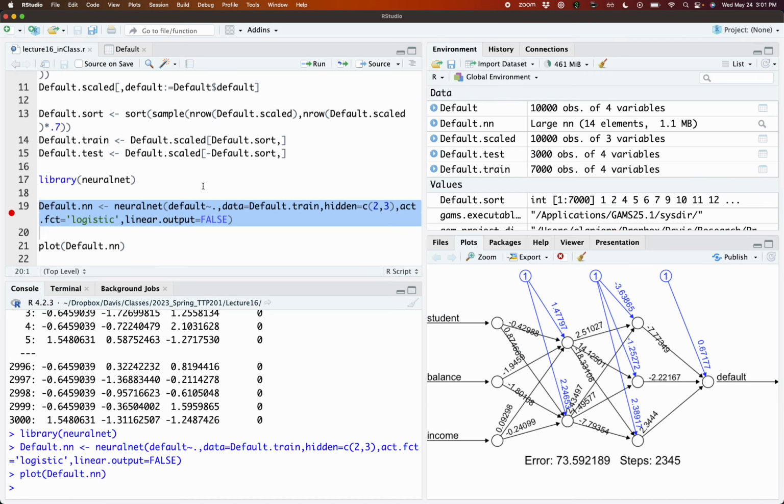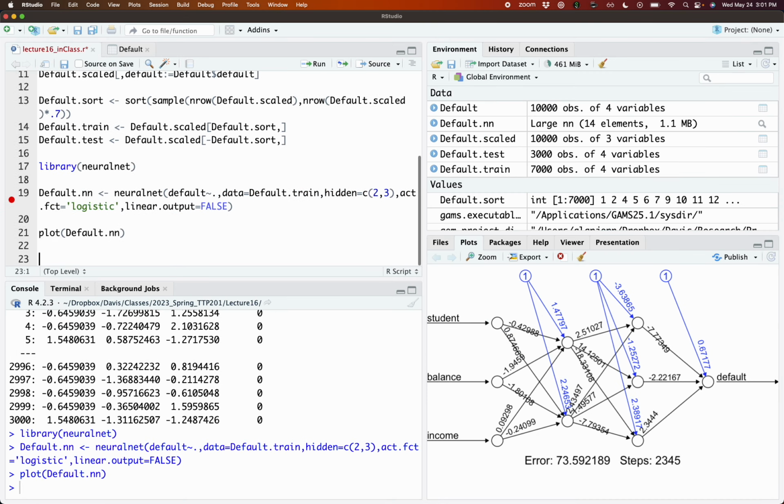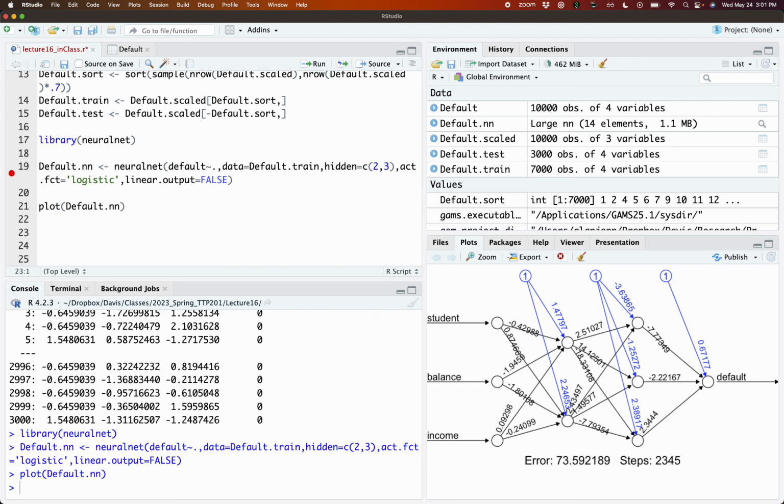So how well does this function? Oh yeah, go ahead. What is the reason to scale the data? Yeah. I'm not positive, but I think the performance is generally better and faster when you scale the data, but you don't have to.